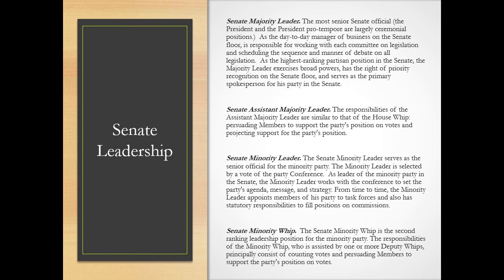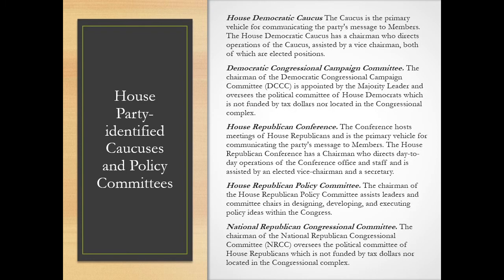So we're talking about the Senate Majority Leader, the leader of the majority party, calling the shots as to committee assignments and how a committee conducts its business insofar as discussing a piece of legislation. Very powerful, party identified, structural element. The Senate Assistant Majority Leader assists the Majority Leader, persuading members to support the party's position on votes and projecting support for the party's position, again, party and government. And then again for the Minority Leader and the Minority Whip, the same thing just for the minority party.